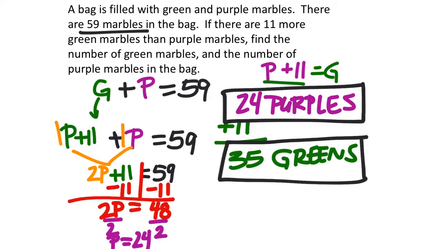But I do want to check, just based on the information they gave us, right? So I'm going to go into this. I can see that there are supposed to be 59 marbles in the bag. Well, what's 24 plus 35? It's 59, so that checks off. The next thing I need to check, are there 11 more greens than purples? Well, 24 plus 11, we just verified, and that's 35. So that one also checks off. Those are the only 2 conditions they gave us in this problem. So it checks off, and we're good.